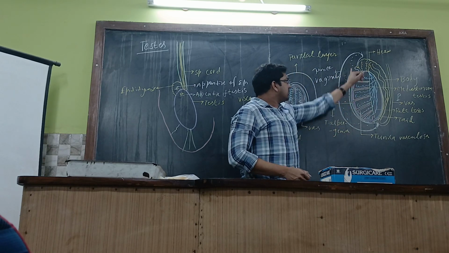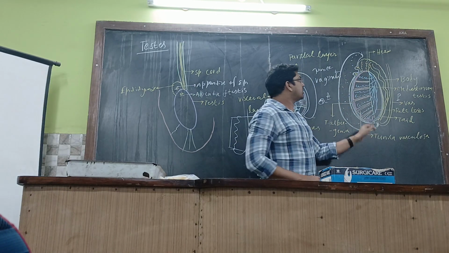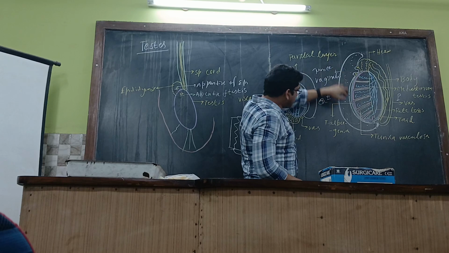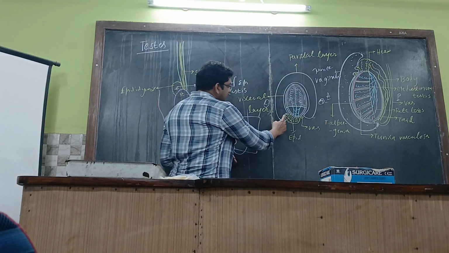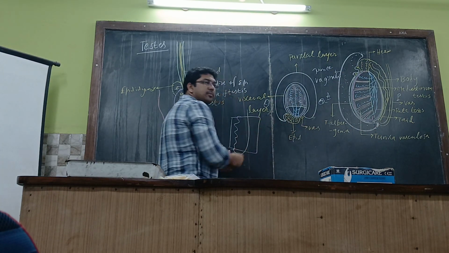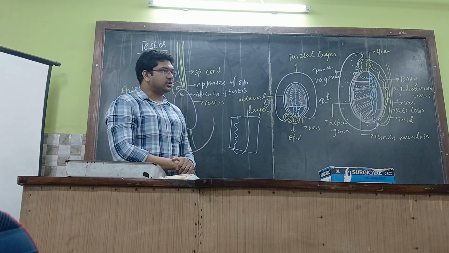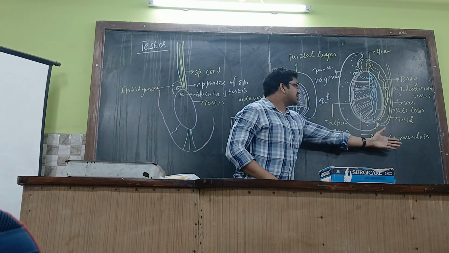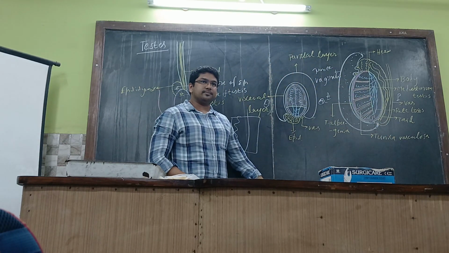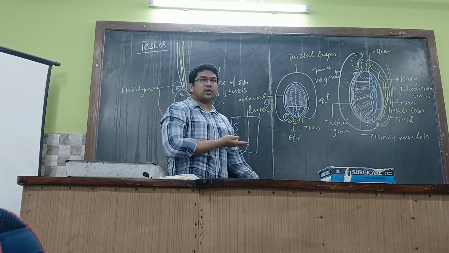So these are the two layers of the tunica vaginalis over here. It will be continuous above and below, and on either side also the tunica vaginalis will be continuous with each other. This is a sagittal section and this is a cross section over here. Get it or not? Sagittal section and cross section.